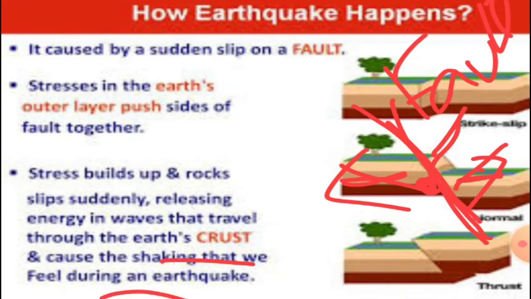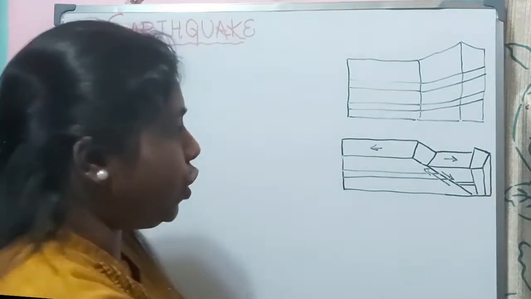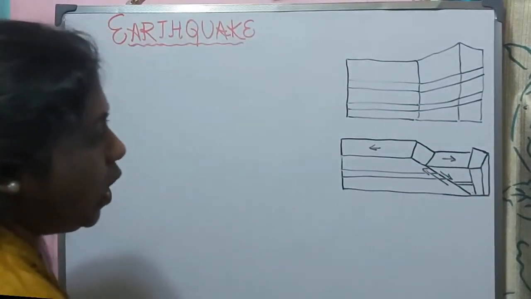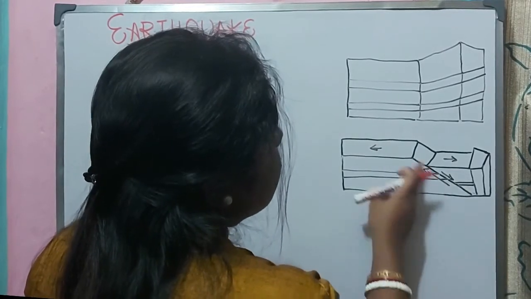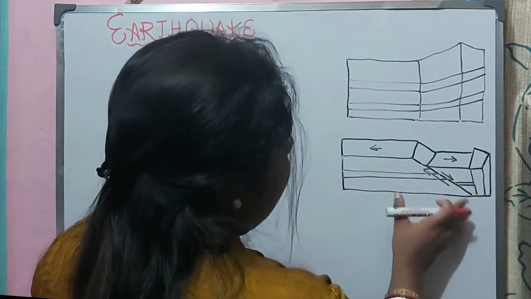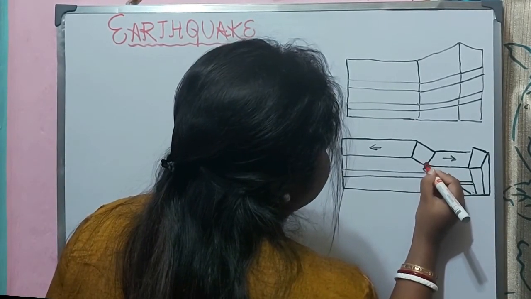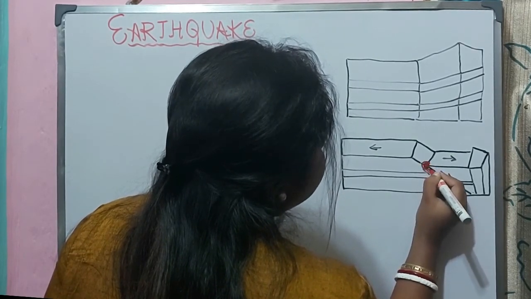So how is an earthquake caused? It is caused by a sudden slip on a fault. I hope all of you understood the definition of fault. Here you can see that this one is a fault, that is a sharp break or bend in the earth's crust. And you have understood what happens along this fault line: the rocks slide past one another and the energy is released. So we can see this is the point from where the energy is released. This is inside of the earth.